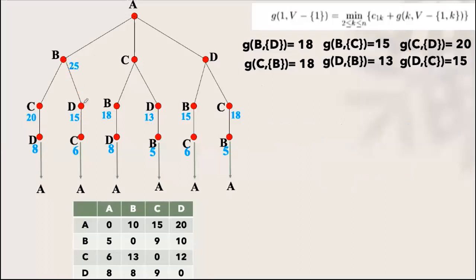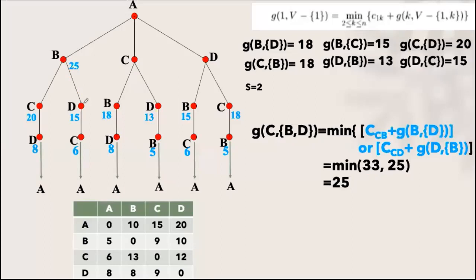Next, C. From C, we have to find out. Either you can go to B or you can go to D. Okay, minimum of cost of C to B or cost of C to D, and it is B to D or D to B, which we have calculated before. So it will be minimum of 33 or 25, which will be 25. That is this path. That is minimum.